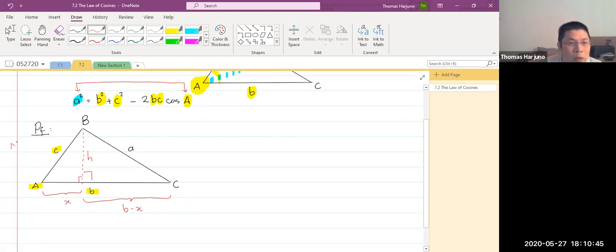Even proving, there are two different ways. Strange. Method one, I will first find H. So what is H? We know that sine A equals H over C, such that H equals C sine A. Okay, let me keep it there.